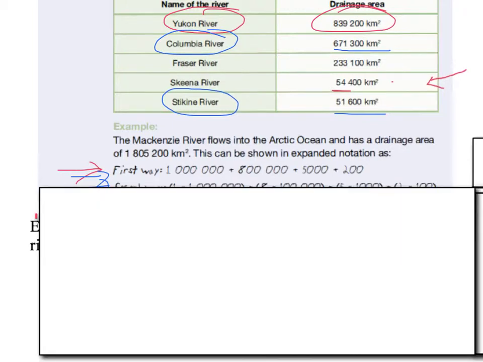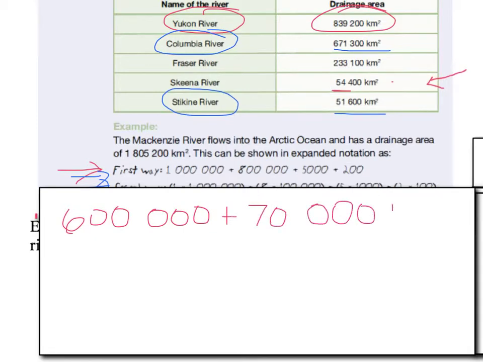So Columbia River, I'm going to do the first way. 600,000 was our first place, plus 70,000, 7 in the 10,000s place, plus 1 in the thousands place, so 1,000, plus 3 in the hundreds place, plus 300. And you could have that written the up and down way, or in a row like this if you prefer, whichever one you find more helpful.